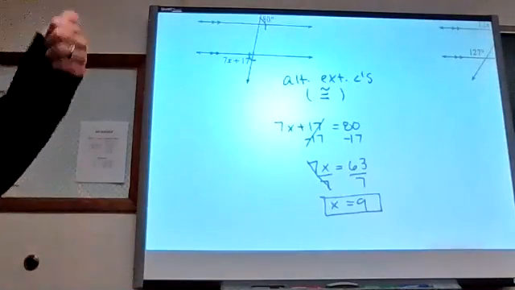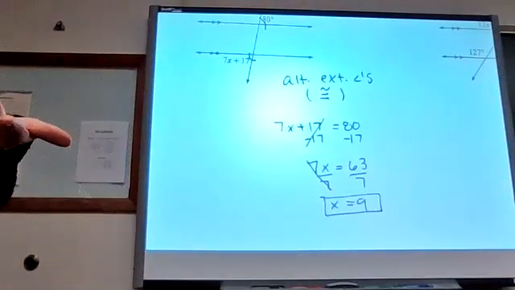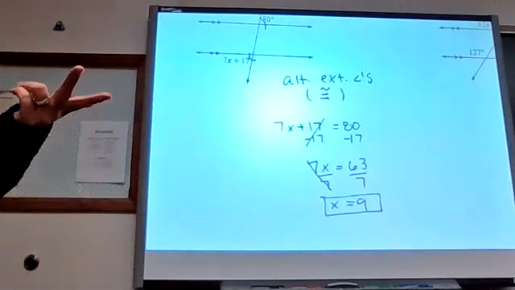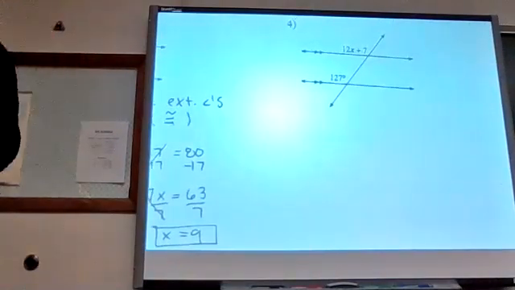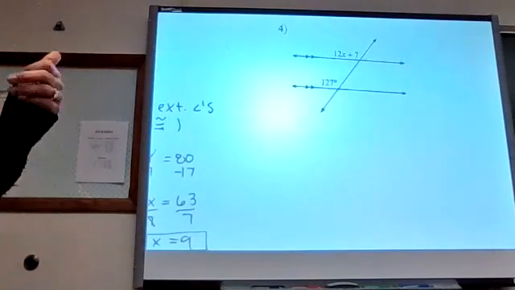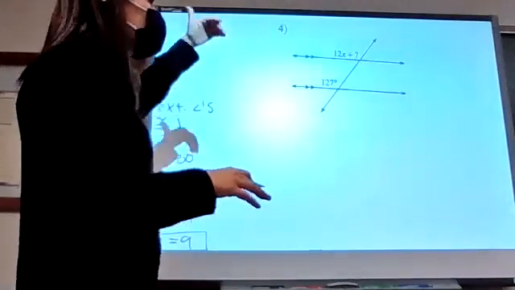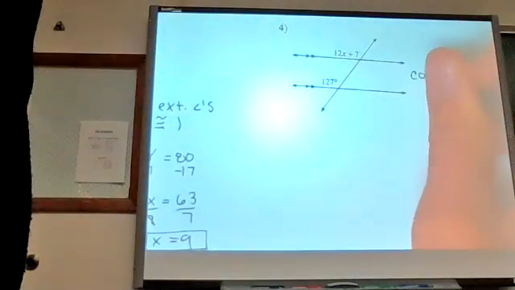Okay, so we've seen alternate interior, those are equal. Same side interior, those are supplementary. Alternate exterior, those are equal. What type of angles do we have on 4? What's that angle relationship? Those are corresponding angles. Corresponding angles are on the same side, but one is inside and one is outside the parallel lines.